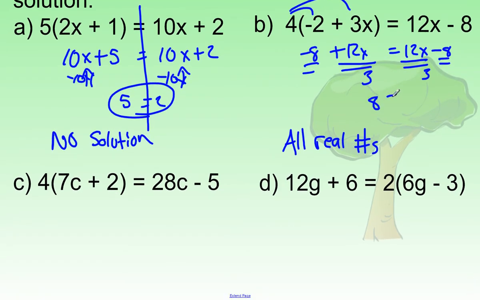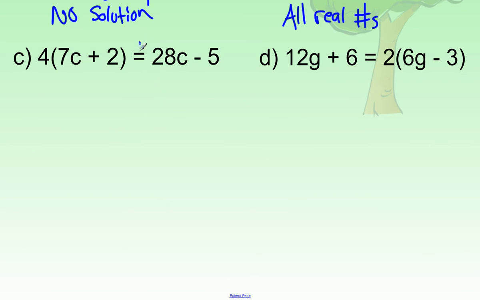And the way you can tell, just so over here, when we got rid of our variable, this was 5 equals 2. That does not work. It's no solution. Here, when our variables canceled out, we got 8 equals 8. That is true, so we have all real numbers. That's the way you can kind of remember how it works.